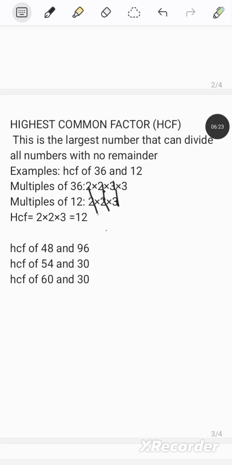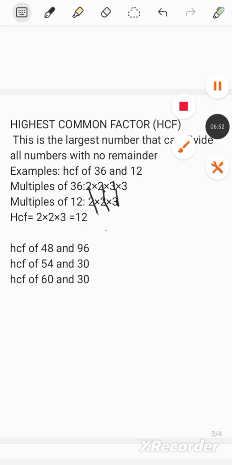Now we will be discussing these examples given: HCF of 48 and 96, HCF of 54 and 30, HCF of 60 and 30. Let us begin step by step. Remember, you can slow down the video from YouTube. You can slow it down as slow as you like till you understand. Remember, repeated reinforcement strengthens memory, and active recall is one of the best methods to use.